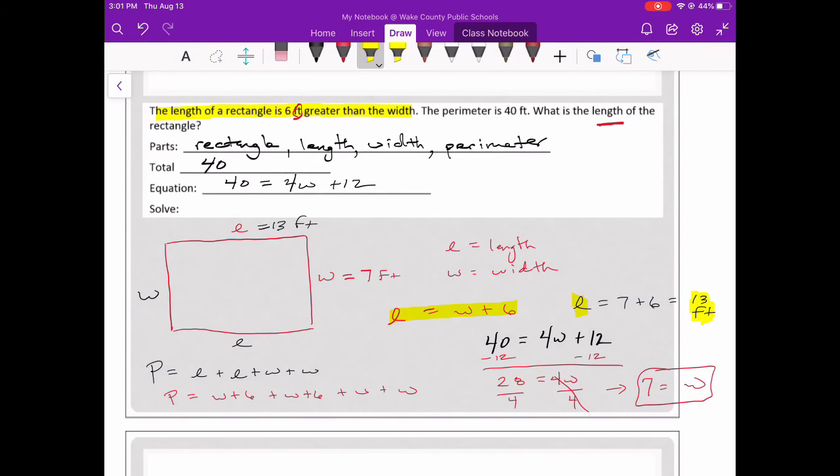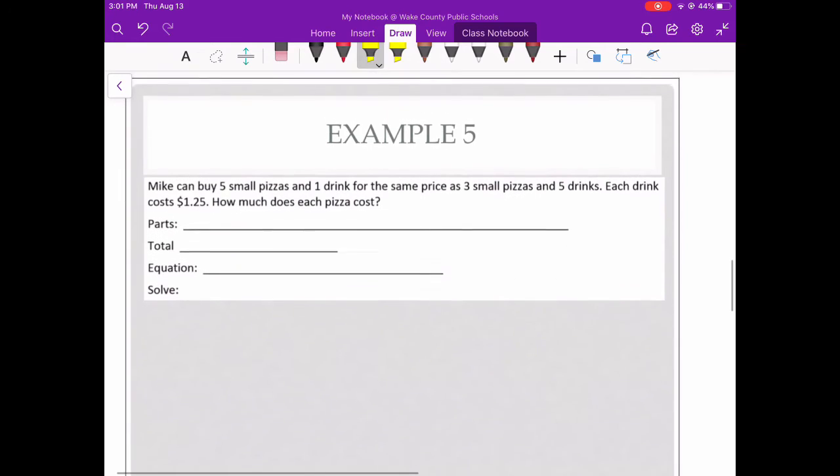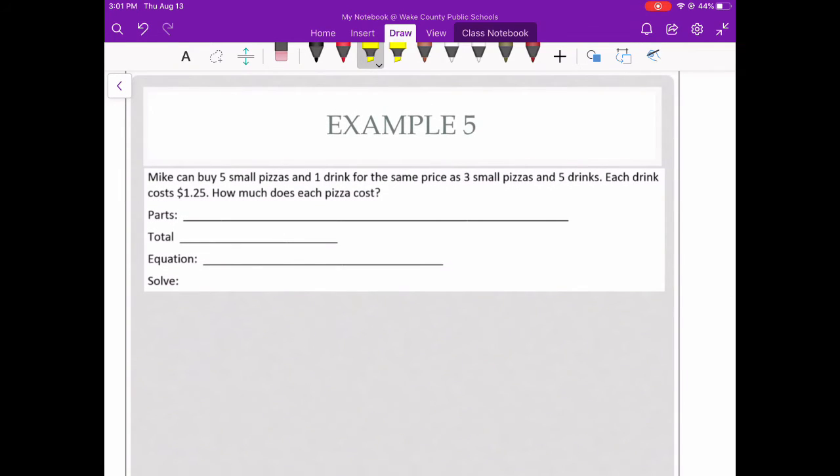Okay, one more example with you guys, and then I'll turn you loose and let you do some practice on your own. Okay, all right. Same thing. If we could draw pictures, we'll draw pictures, but at the very least, we're going to identify any of the important parts of this and try to come up with our equation and make sure we identify what they're asking us to identify. All right.